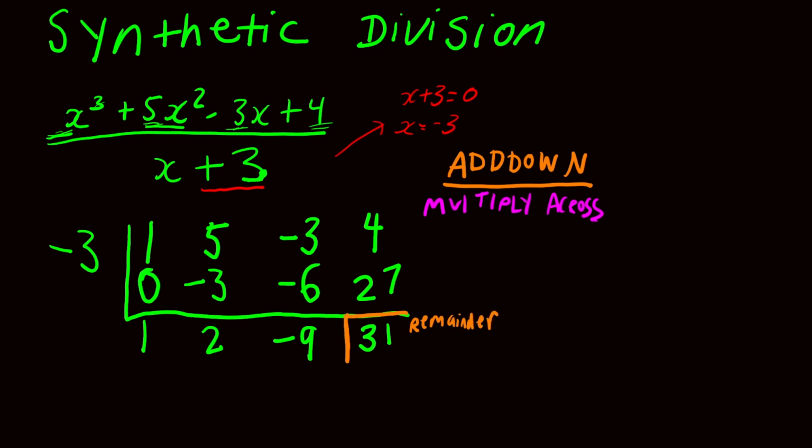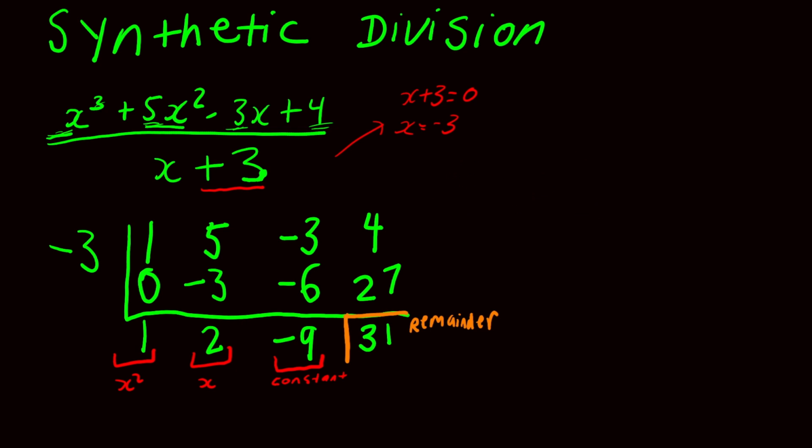Okay? Our remainder. Now, if you're thinking, okay, 1, 2, negative 9, or 31, what does this even mean? That's a good question. So, I want you to remember, remainder, then to the next left of it is the constant, and then after that is the x term, and after that is the x squared term for every single synthetic division problem. Just remember, add down, multiply across. So these answers, 1, 2, negative 9, are just the coefficients of the terms in our answer.